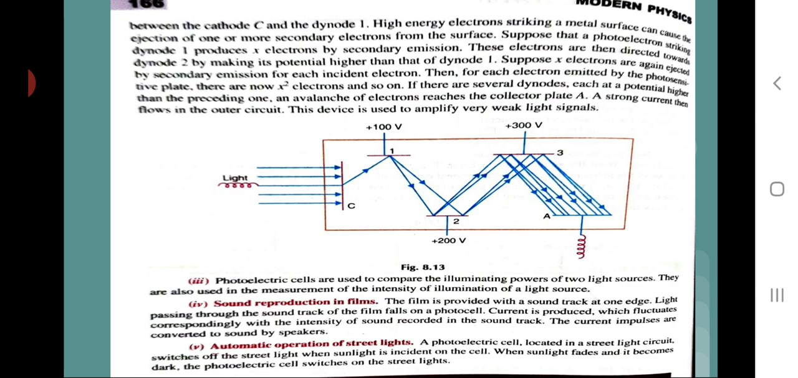And the last application is automatic operation of street lights. A photoelectric cell located in a street light circuit switches off the street light when sunlight is incident on the cell, and when sunlight fades and it becomes dark, the photoelectric cell switches on the street light.